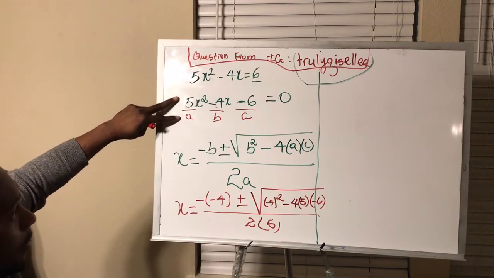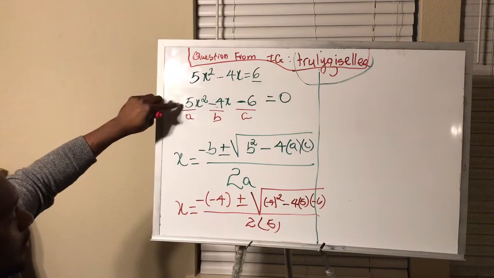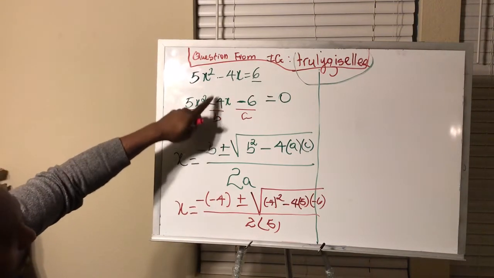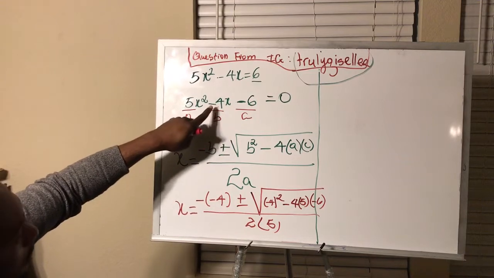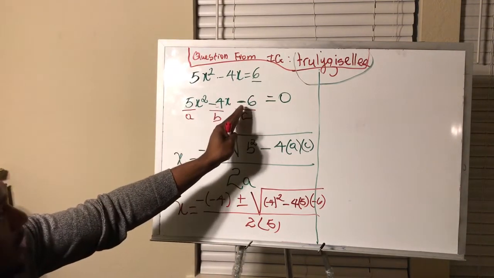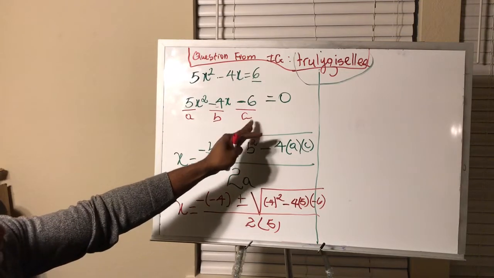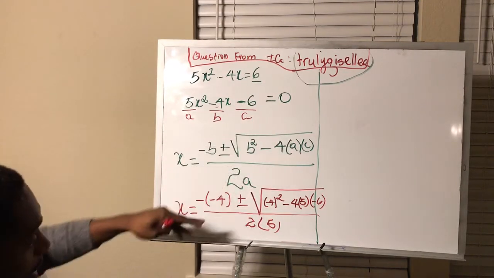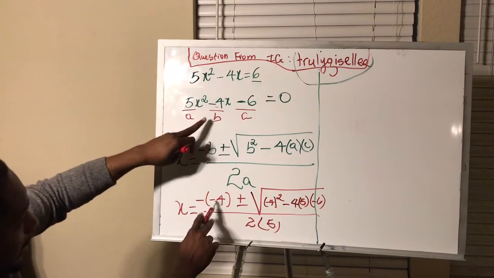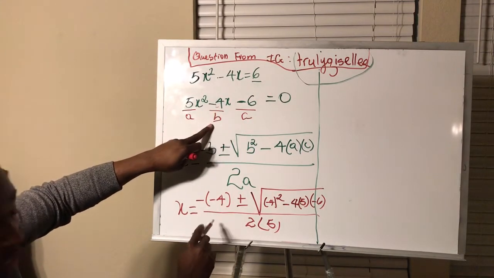The number and the sign that is in front of the x squared, that's what we call a, and the one that's in front of the x, that's what we call b, the number and the sign, and the one that's by itself, the constant, that doesn't have any x in front of it, that's what we call c. So here we have minus b, minus 4, because minus 4 was b.